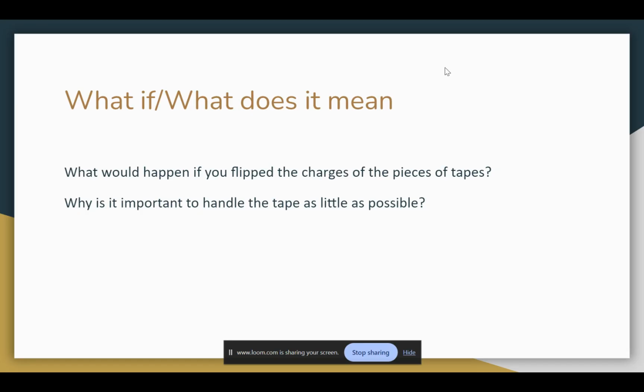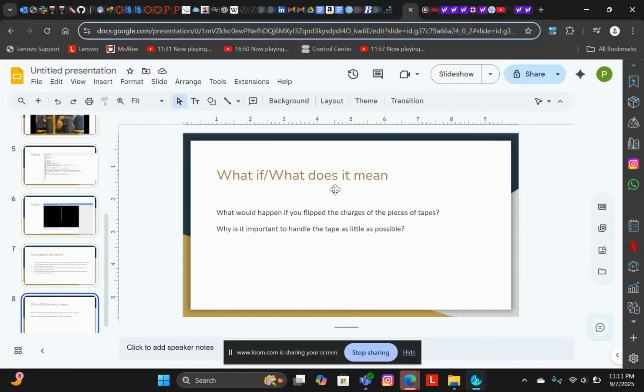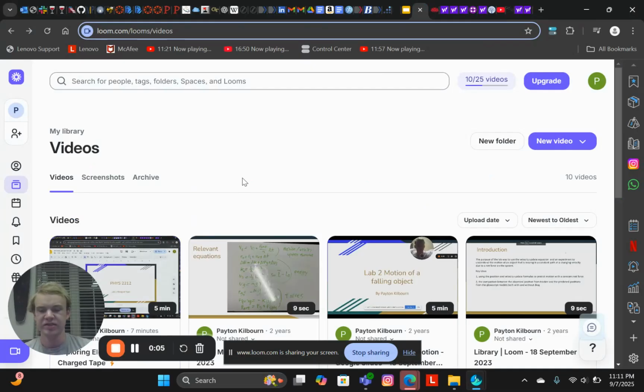Why is it important to handle the tape as little as possible? So that it's a charged object, you don't want to ground it, and you'd connect a circuit with the earth, yourself, and the tape, grounding it, blocking off the charge. So we want to not do that so we can keep the tape functional as much as possible and reduce the need to recharge the tape.